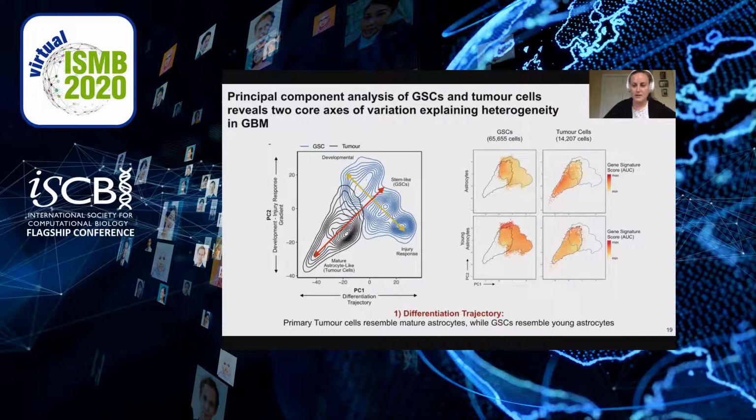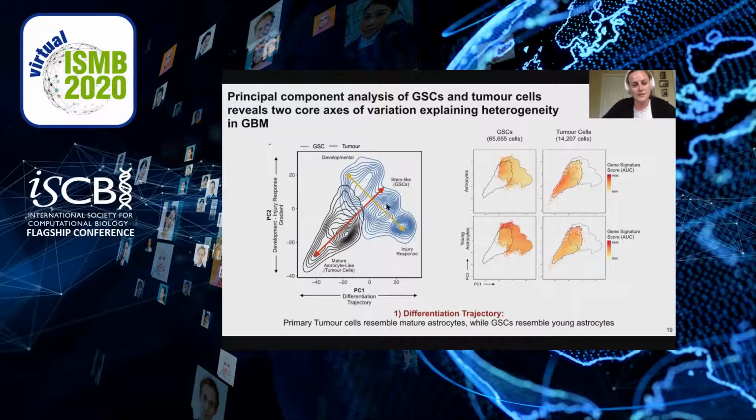So using that analysis, we take those 14,000 or so malignant cells across 7 tumors, and we ran PCA again with all of our GSCs. And what we found when we interpreted the first 2 principal components is that there are actually 2 linear programs explaining the bulk of variance in this data set. The first one here, shown in red, is what we call the differentiation trajectory, where you can see this movement from the GSCs down to more differentiated tumor cells.